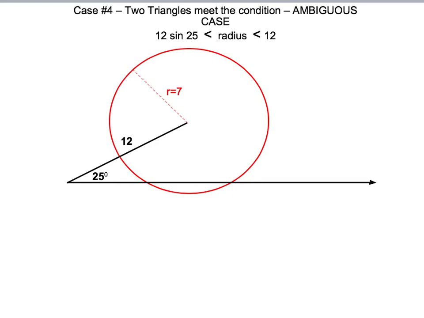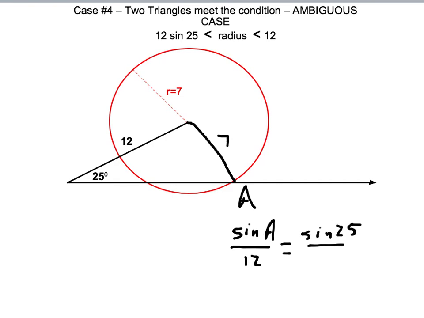So the first thing I'm going to do is deal with this triangle right here with that as part A. Alright, so side length is the radius of the circle of 7. And so when I go and set up my law of sines here, sine of A over 12, again, equals the sine of 25 over 7. And when I do this, I find angle A.